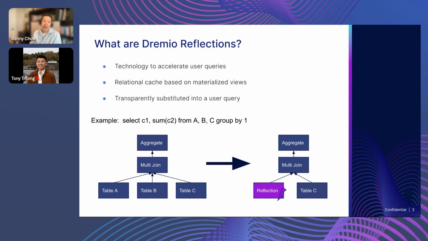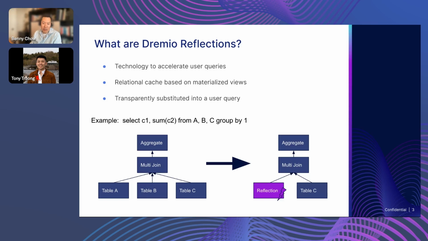You put them in. And so, to illustrate as an example, let's say you have this simple SQL statement, like select C1, sum C2 group by C1, and you're joining 3 different tables. Typically when you do query planning, you're going to convert this into a SQL node tree and then into a relational tree. And at that point, this is when Dremio's planner will figure out how to substitute reflections into this query plan.